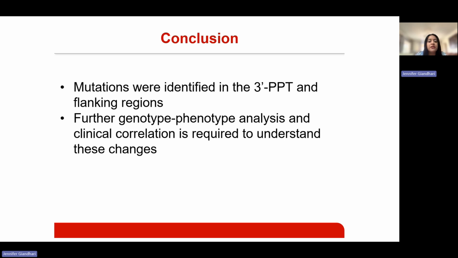Further genotypic and phenotypic analysis, as well as clinical correlation, is needed to understand the significance of these mutations and to clarify whether they contribute to virological failure in the absence of integrase drug resistance mutations.